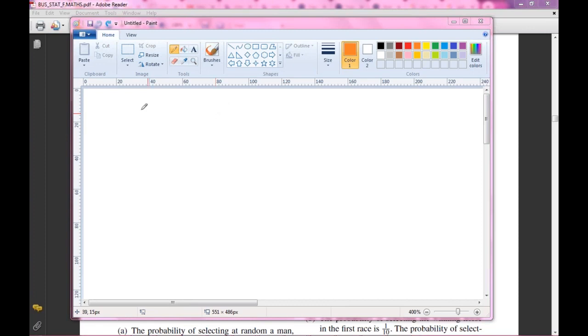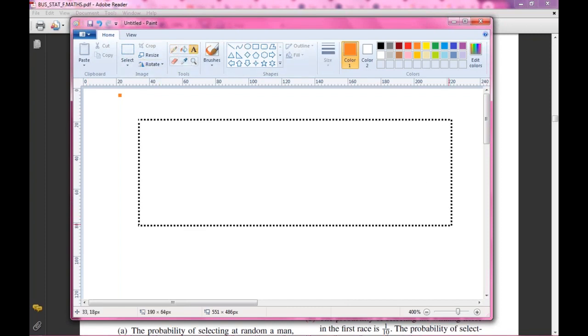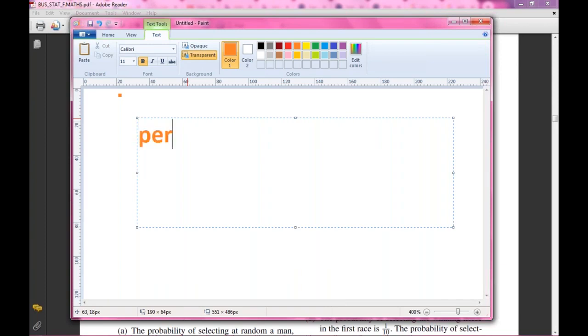We'll start with the permutation, which is the first aspect of the counting in the course. First, we find what permutation is. Permutation is the number of ways of arranging n objects r at a time in an orderly manner. I'm going to type it out so that you can see it.